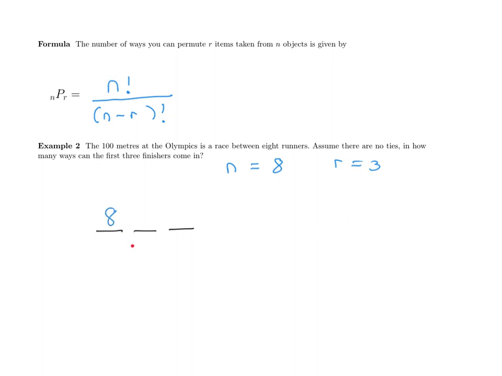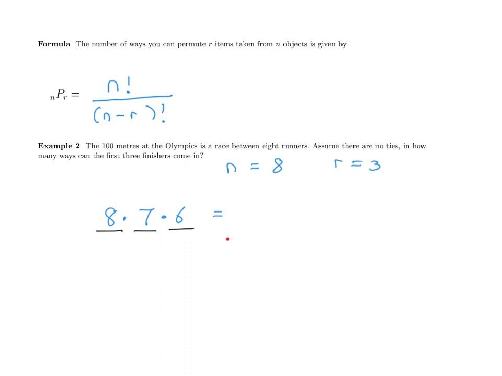Now, how many choices do we have for the person coming in second? Well, there were 8, but 1 was taken away for first place, so now there's only 7 choices left for second place. And then lastly, how many choices are there for third place? There's 1 here and 1 here, so of the 8, there are only 6 remaining. So the answer is 8 times 7 times 6.